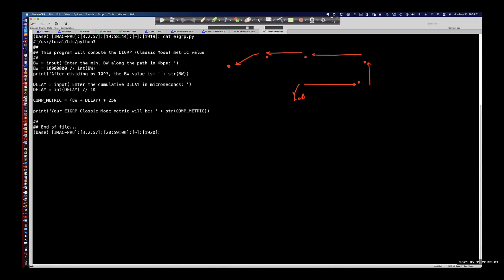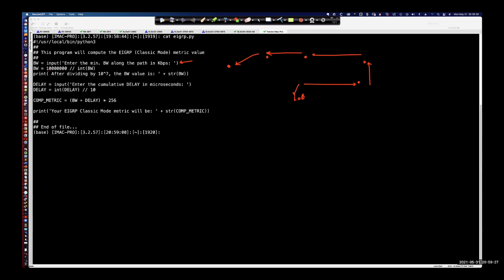So I've got a Python script here. Let's walk through this Python script for a second and see what it's doing. It's going to prompt the user right here: what is the minimum bandwidth along the path in kilobits per second? Well, the show IP EIGRP topology gave us that command. So I'm going to type that in and you see what it does here.